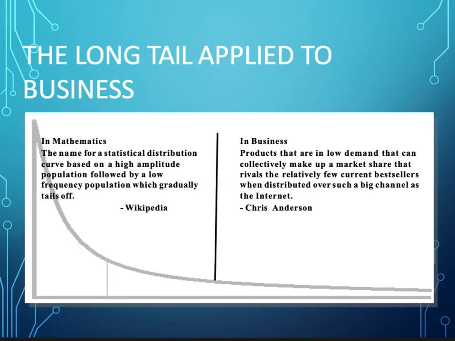So over here we see the graph. Mathematically, the name is a statistical distribution curve, with high amplitude followed by a low population that tails off. So products in business terms are products that are low in demand, that can collectively make up a market share that rivals the relative few current bestsellers, over internet distribution.